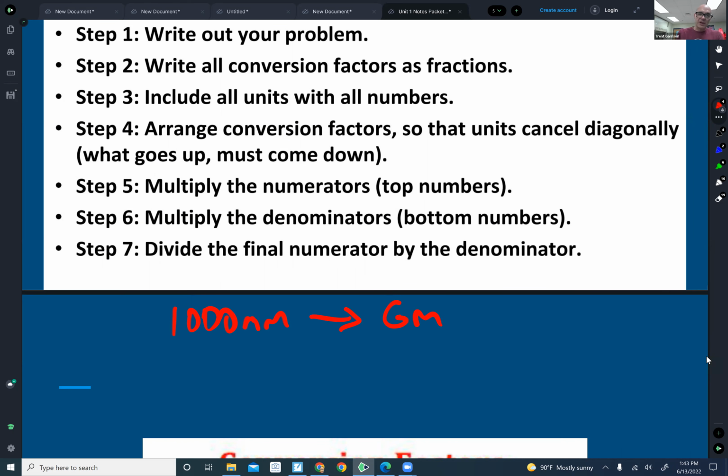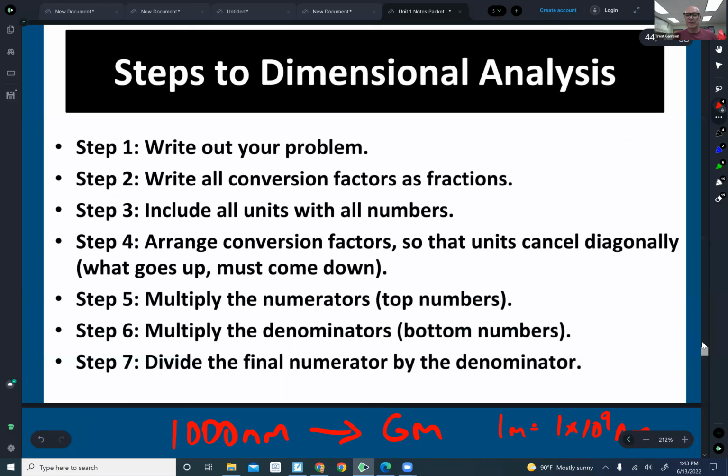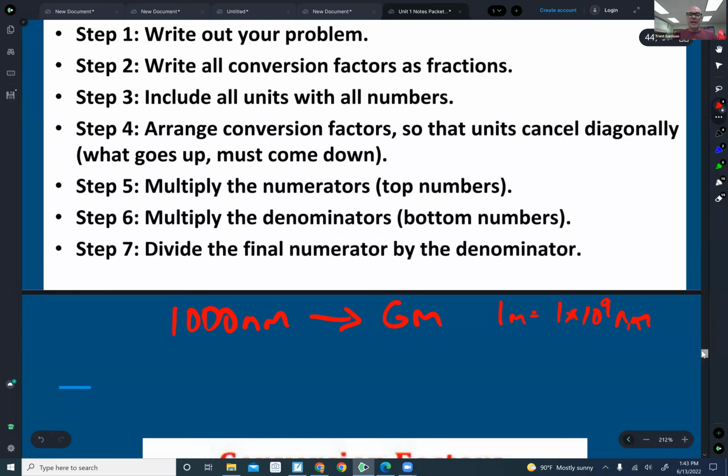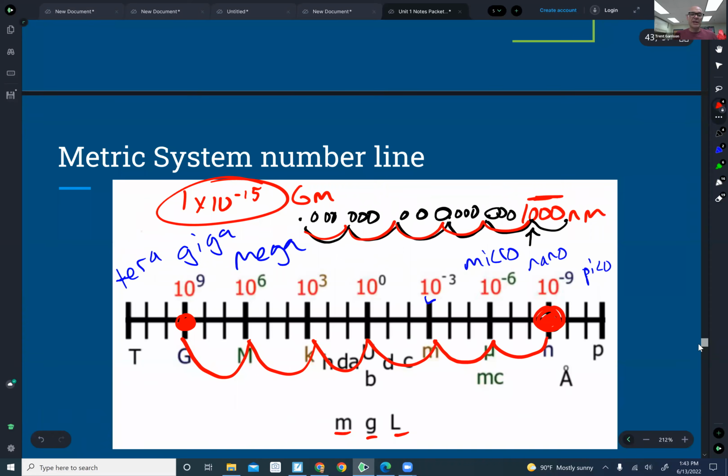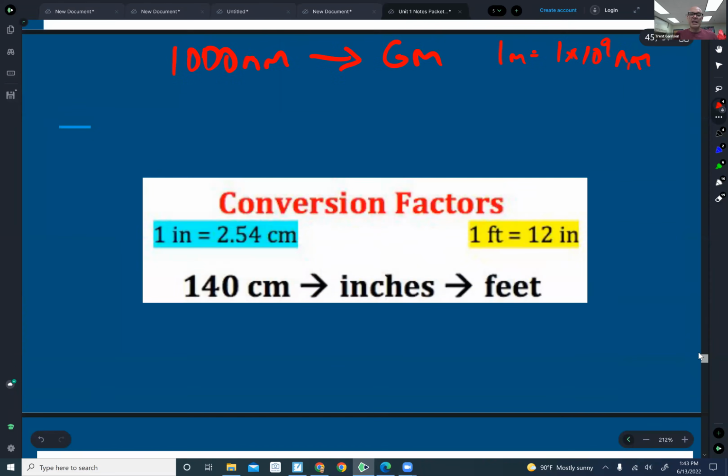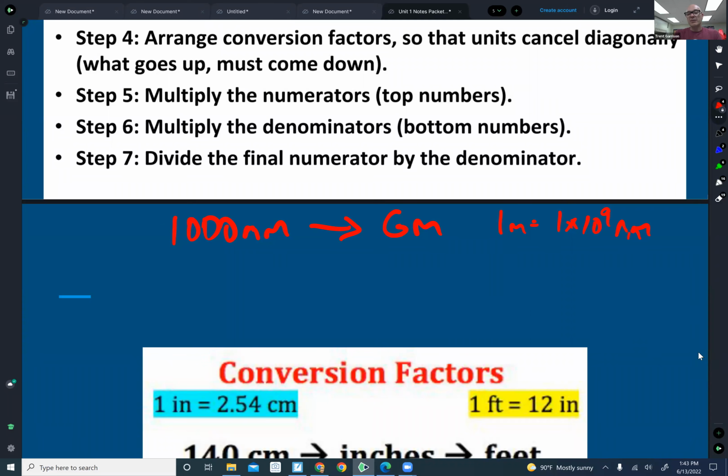So in dimensional analysis, we write out our problem. Just did that. Write out all my conversions. I know that for every 1 meter, there is 1 times 10 to the 9th nanometers. I believe that's correct. Let me go back to my number line just to make certain. 6, 9. Yep. And then for my gigs, I know that they are also an equal 9. So I know my second one is for every 1 times 10 to the 9th meters, there is 1 gigameter.